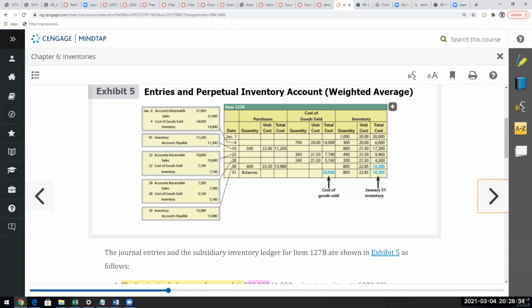Get a calculator out right now. If you don't have a calculator, get your cell phone. If you don't have a cell phone or a calculator, use your Excel spreadsheet. Everyone's got a browser. If you're using Chrome, it is a free Google Sheets. You can do it on an Excel spreadsheet or Google Sheets.